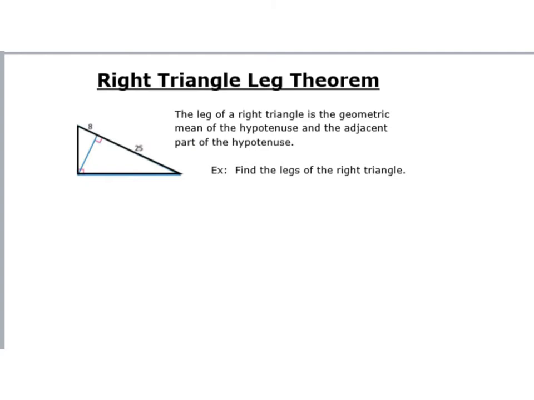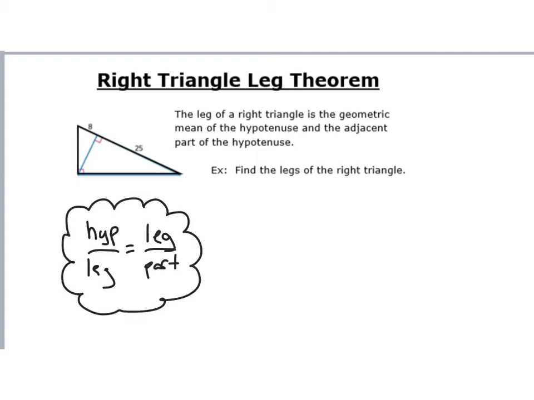The next one is the right triangle leg theorem. It says the leg of a right triangle is the geometric mean. So this time, the leg is the geometric mean, so it's the one that repeats. And it's the geometric mean of the hypotenuse and the adjacent part. So one of these is the hypotenuse, and the other is a part of the hypotenuse. So here is the formula we would be using if we're dealing with a leg and a hypotenuse.